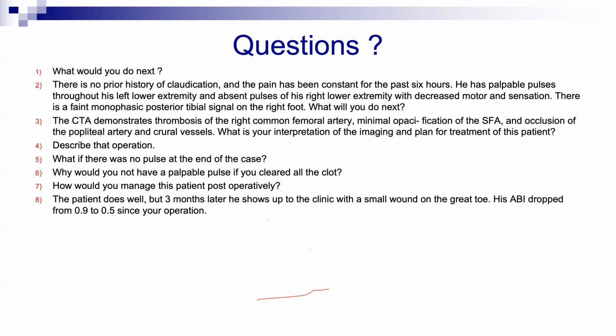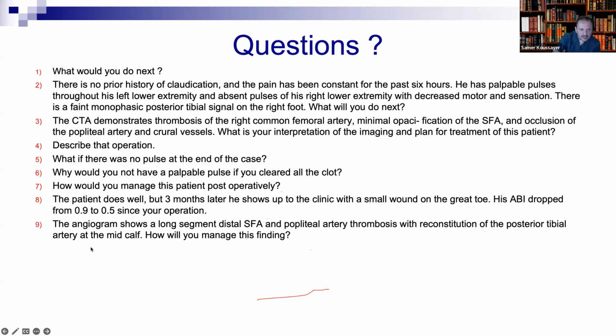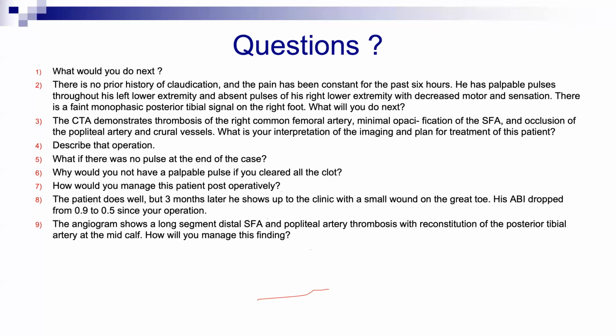Okay. Let's see what they did after that. Angiogram showed a long segment. They did an angiogram here. I don't know why they did angiogram. I mean, if you have to do CT angiogram, try to do something, you know. But first, I would do his arterial duplex. Then CTA.